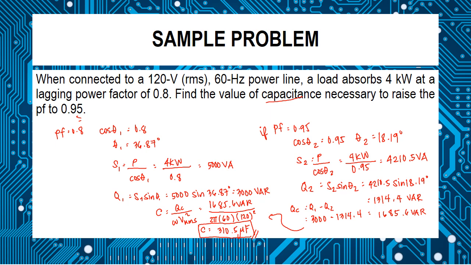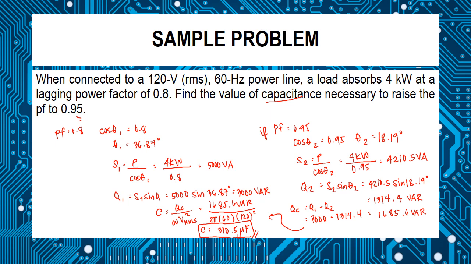So, if PF is equal to 0.8, then cosine theta 1 is equal to 0.8, or theta 1 is equal to 36.87 degrees, where theta 1 is the phase difference between the voltage and the current. We obtain the apparent power from the real power and the PF as S1 equal to P over cosine theta 1. So, our P here is 4 kilowatts.